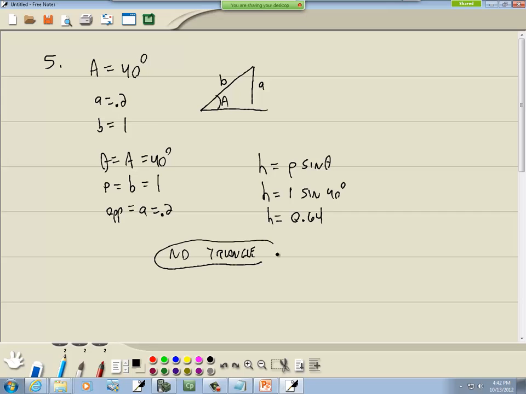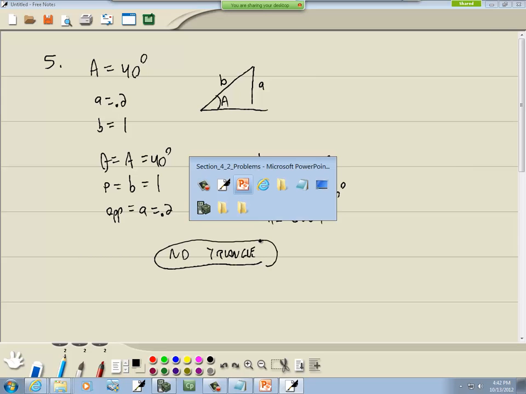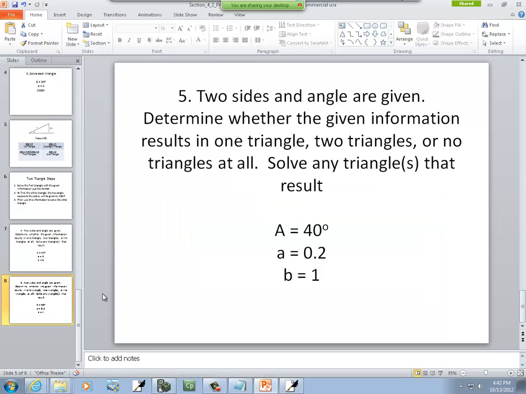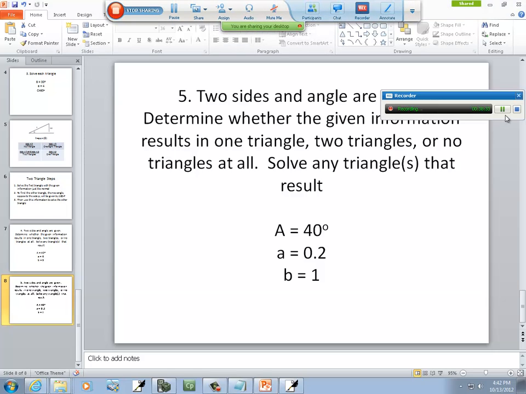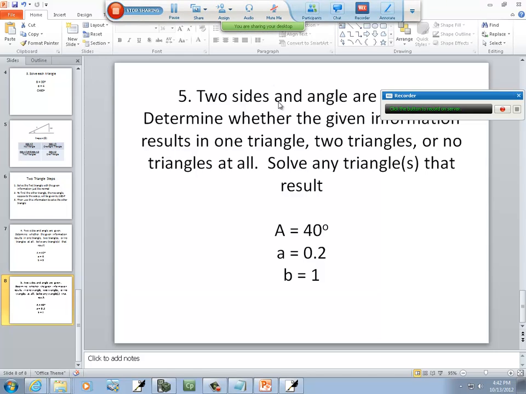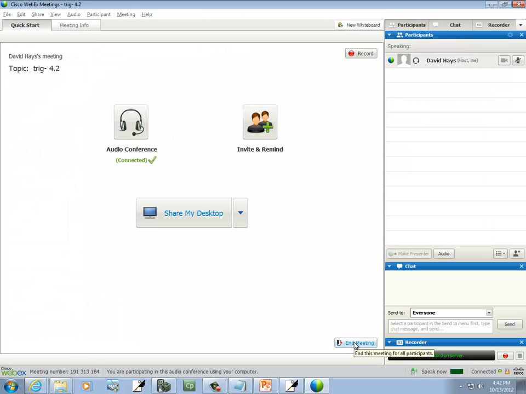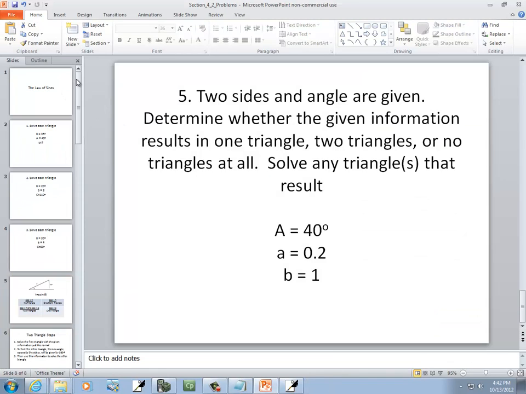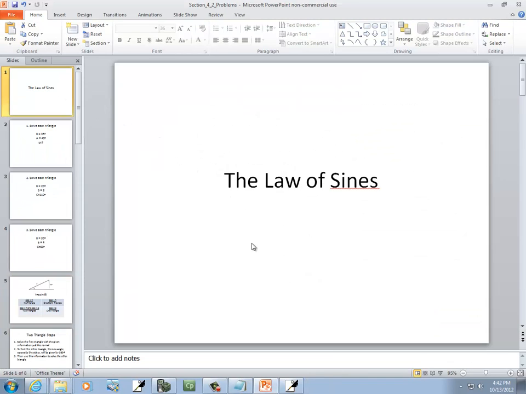It didn't work very well in class because the numbers I'd made up, I guess I never tested. But now those work, so I'll go with those. And we're actually done with that section then. So let me stop the recorders. And this is the law of sines, so F10.